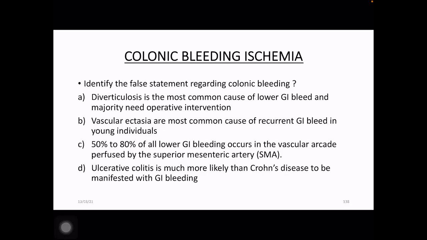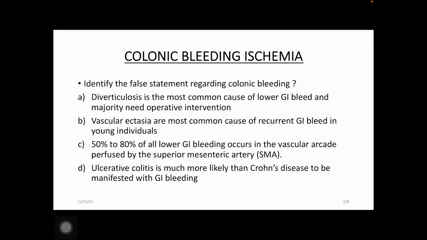Vascular ectasia is the most common cause of recurrent GI bleed in young individuals. True. They are common in older individuals, not in young individuals. So vascular ectasia is a condition present in older individuals, particularly in patients who have aortic stenosis and recurrent GI bleed, and these lesions are more distributed in the right side of the colon. Fine.